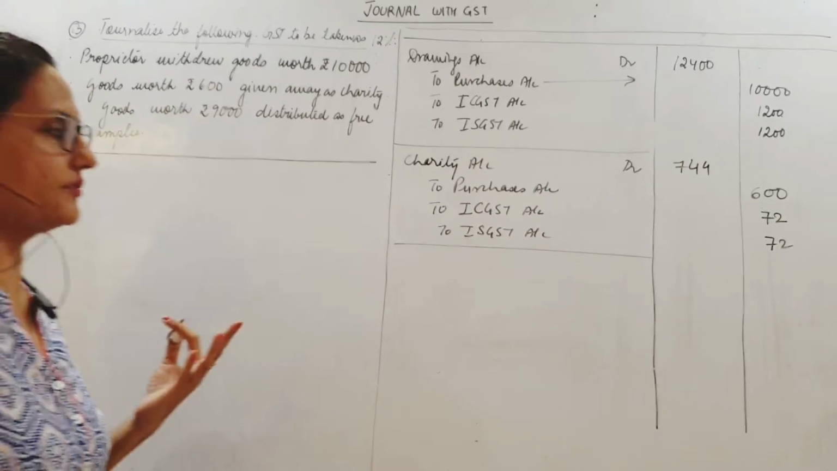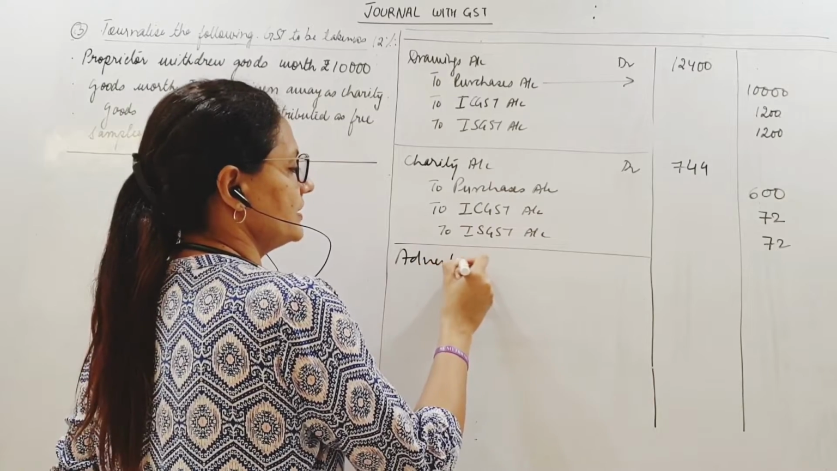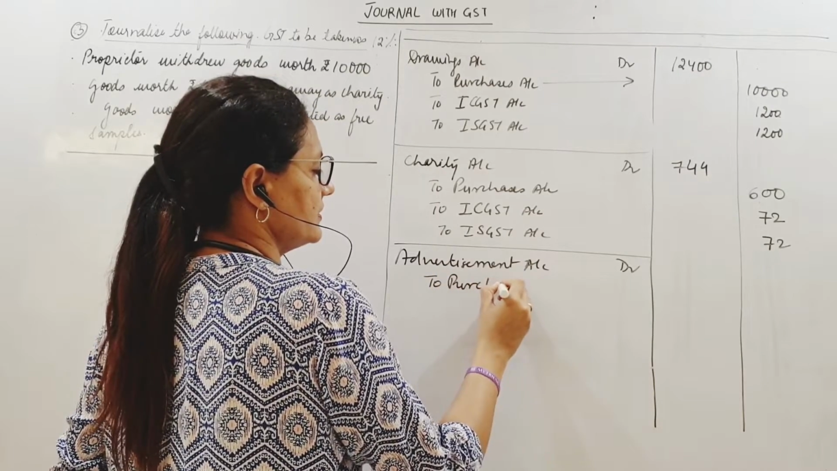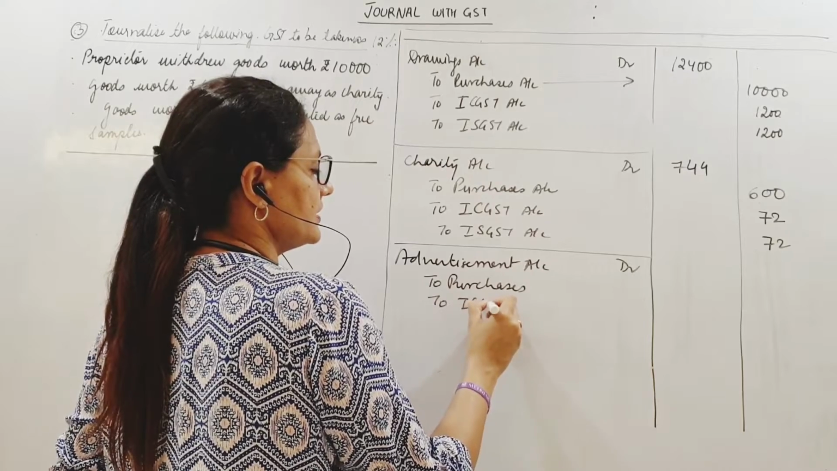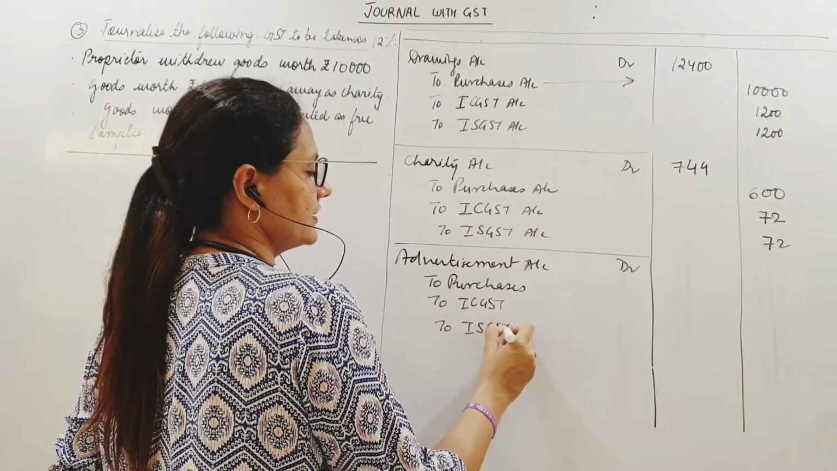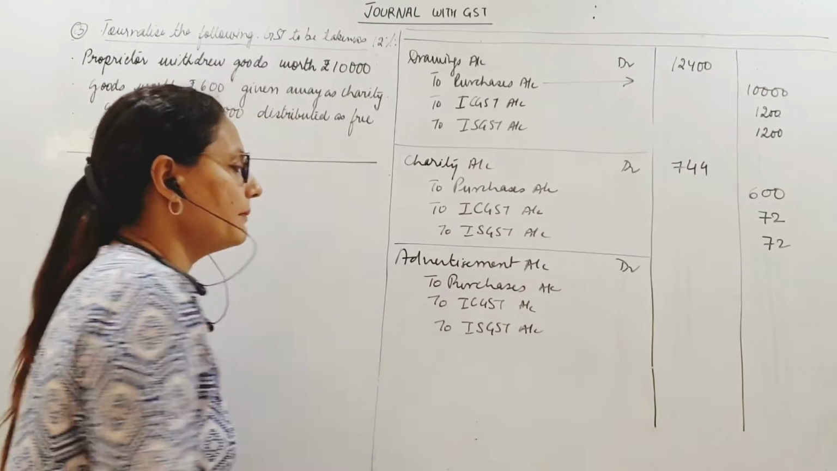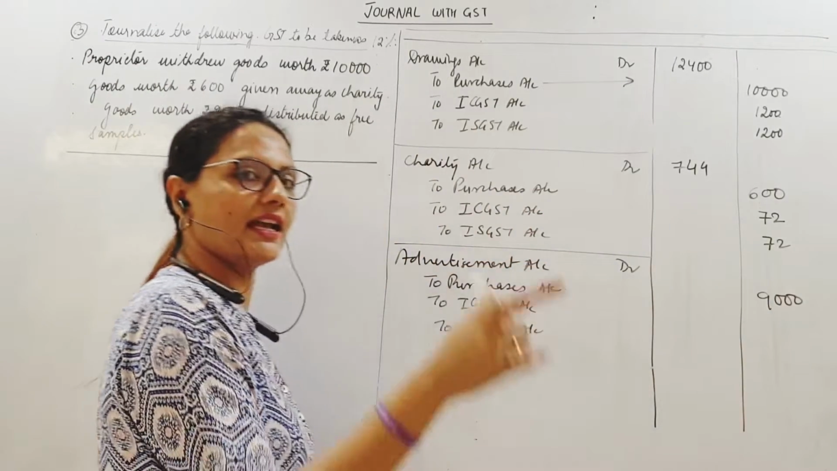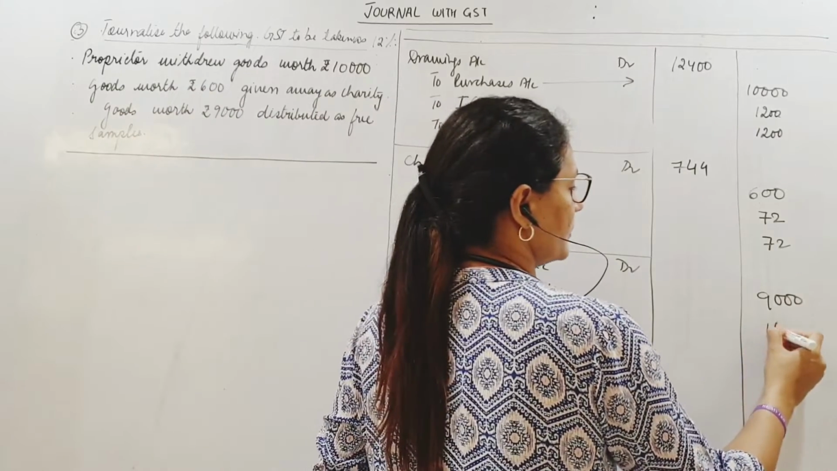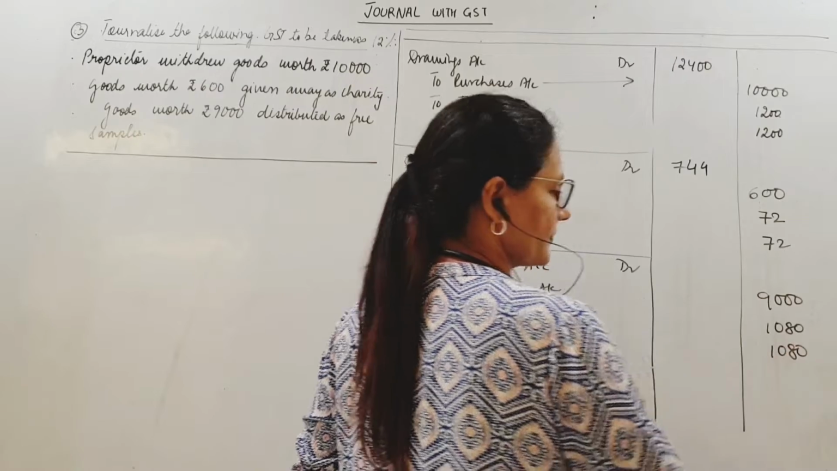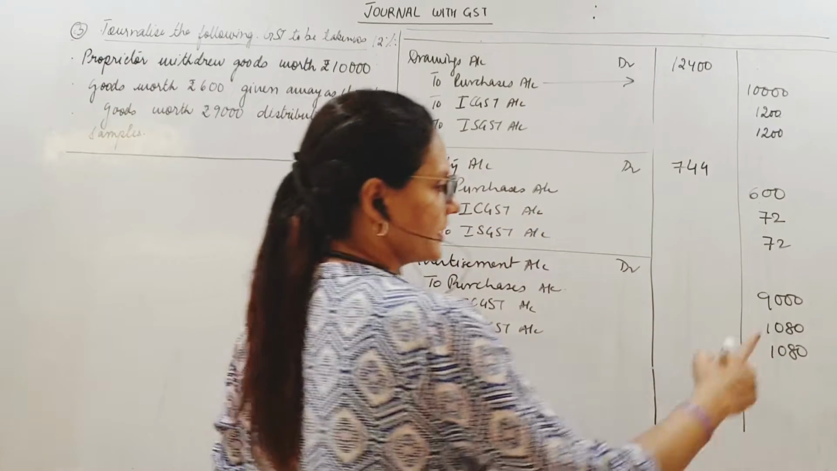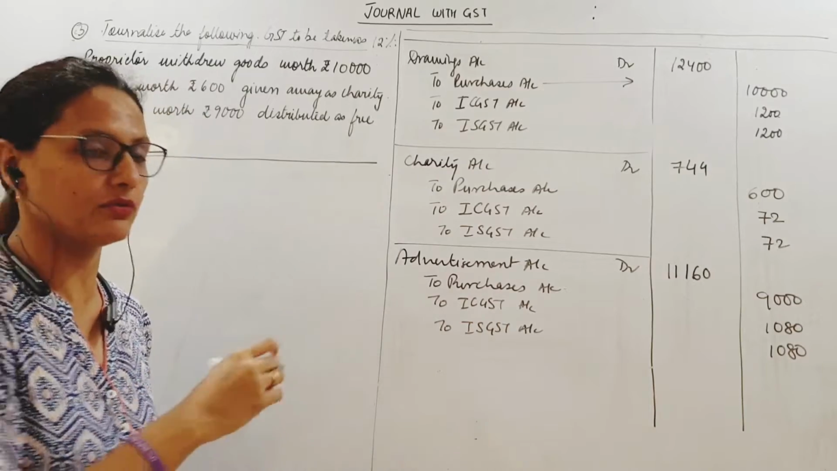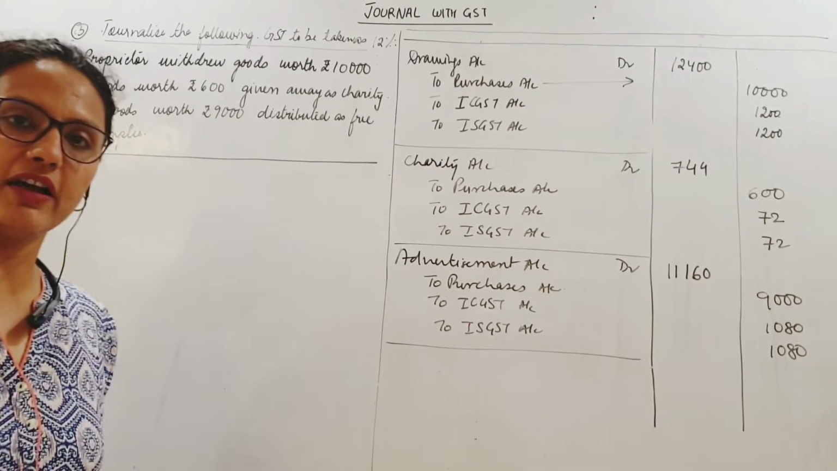Goods worth 9,000 distributed as free samples. Advertisement account debit to purchases, to input CGST, to input SGST. Okay? So, amount of goods given away as free samples is 9,000. I put it in purchases. Then I add the taxes at 12%, meaning 1080, 1080. Right? So, comes to 11,160. This is the amount of advertising.